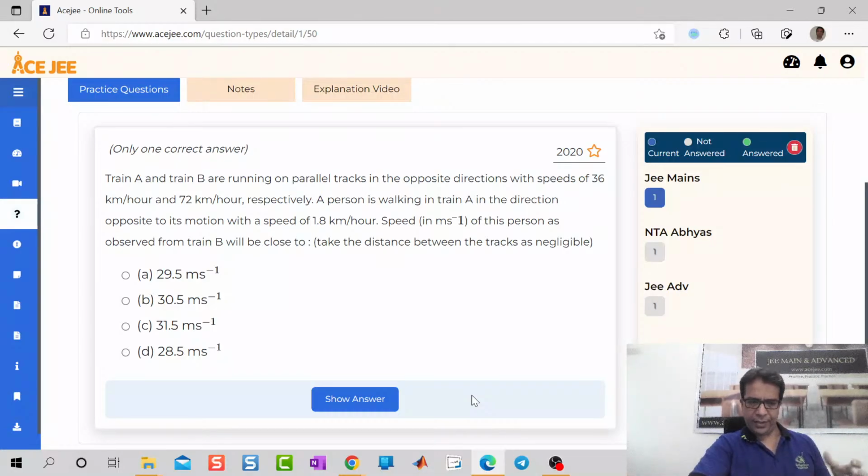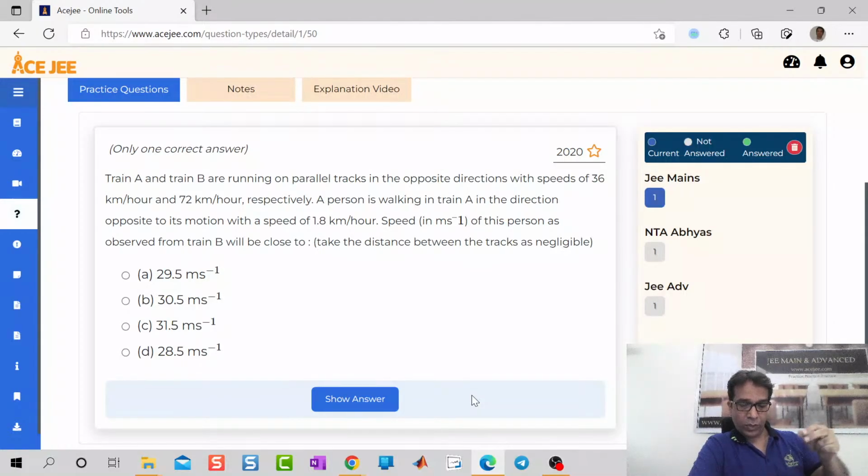Yeah. So what's going on here? You have two trains moving in the opposite directions. Now the speed of both the trains is given. Then it is given that there is a person walking on the train A in the direction opposite to its motion. So you can assume, let's say, that A is moving towards the right, which is the positive x direction, B is moving towards the left, and then the person is moving towards the left with respect to A.